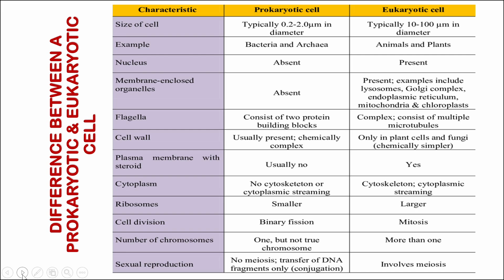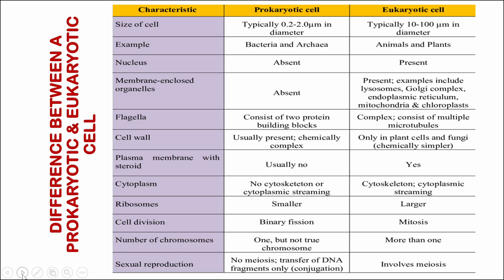Nucleus is usually absent in the prokaryotic cell and it is present in eukaryotic cells, and the membrane-enclosed organelles are absent in prokaryotic cells, whereas they are present in eukaryotic cells. Examples include lysosome, Golgi complex, endoplasmic reticulum, mitochondria and chloroplast. Flagella consist of two protein building blocks in prokaryotic cells, whereas in eukaryotic cells they are complex and consist of multiple microtubules. Cell wall is usually present and chemically complex because that protects the prokaryotic cell, and cell wall is present only in plant cells and in fungi, where it is usually chemically simpler.